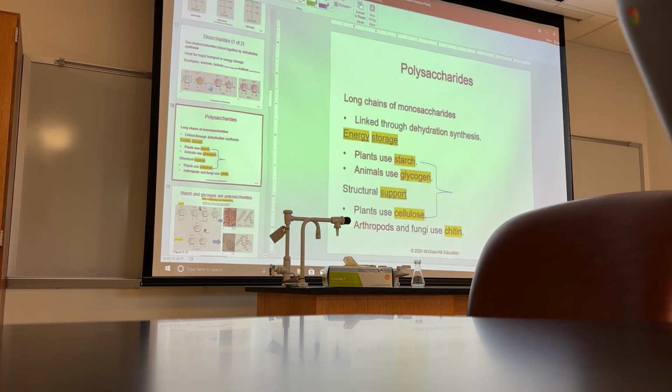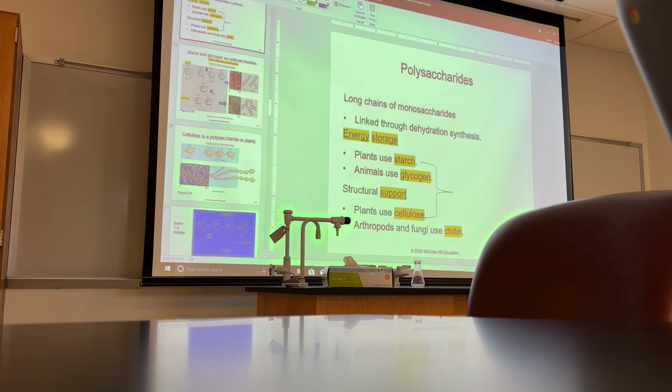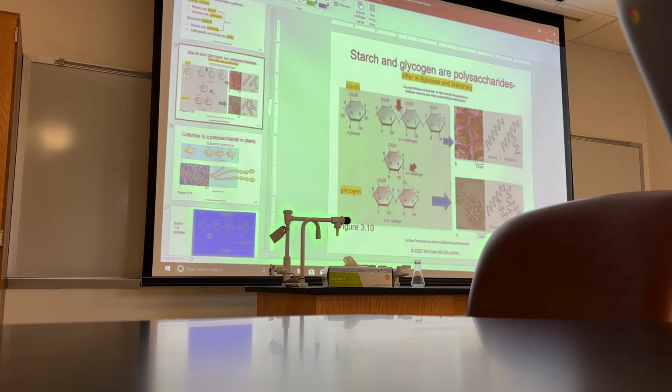Now, di means two, poly means many. Now, here's what I do want you to know. This linkage, the type of linkage.